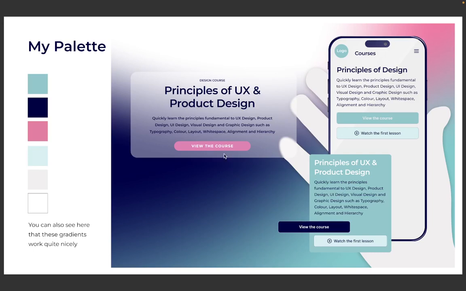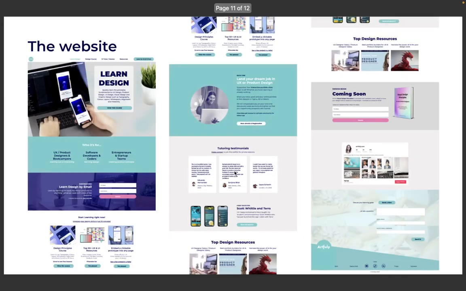And you can see that I'm using the pink here to draw the most attention to this button, but I'm also using a bit of pink in the top right there, which kind of draws the eye through the design. You can also see here that these gradients work quite nicely. The teal and the indigo, and the teal and the pink and the white works quite well as gradients. After applying that to a website design, you can see how that might look.